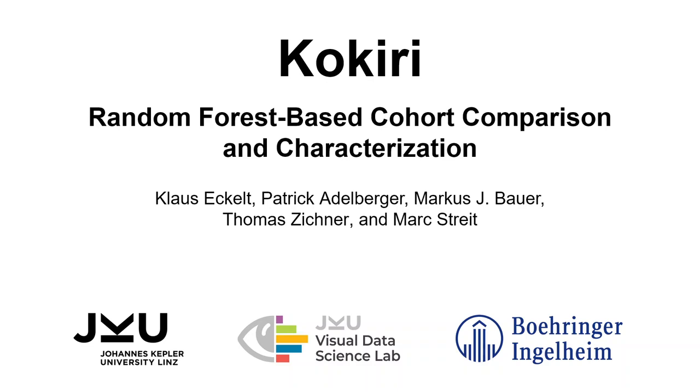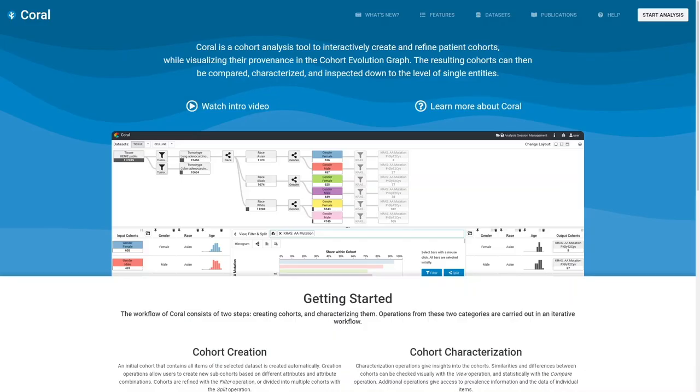In this video, we present Kokiri, a visual analytics approach that allows users to compare cohorts by the high-dimensional data, explore the driving differences, and characterize the homogeneity and outliers of the cohorts. We integrated Kokiri into Coral, a cohort analysis tool for creating and characterizing cohorts.